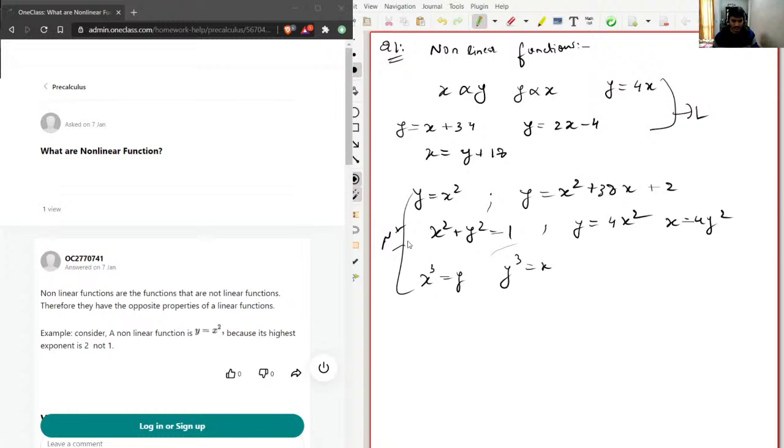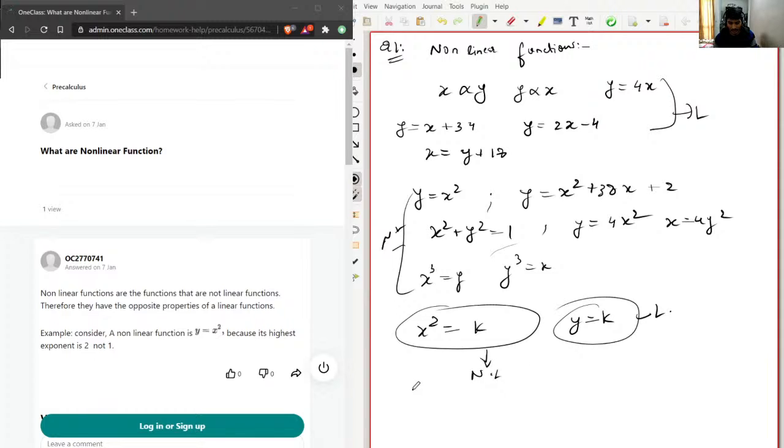I think that is sufficient for understanding, as with examples we can clearly understand it. Just remember one thing: I can also convert y equal to x square into a linear equation by saying x square equal to k, then y equal to k. So y equal to k will be a linear function, but x square equal to k will be non-linear. And obviously y equal to x square is also non-linear.